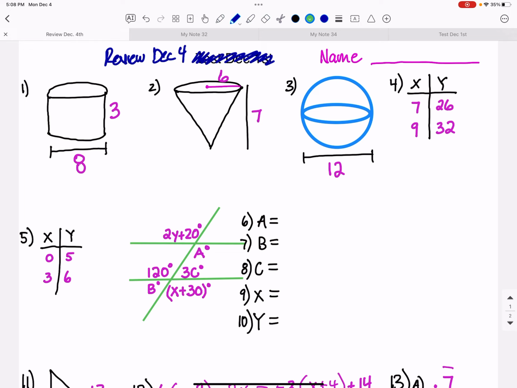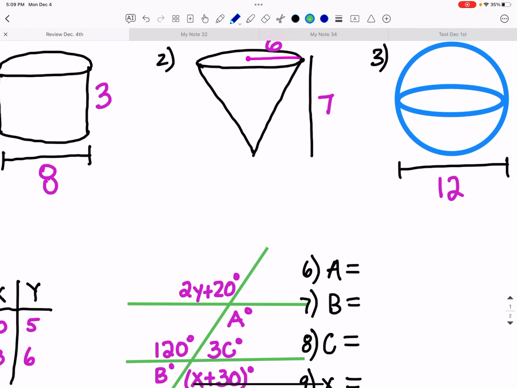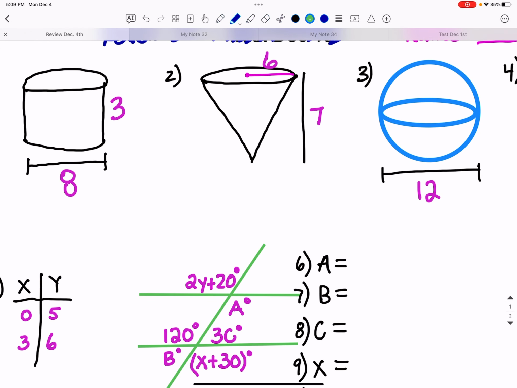Review December 4th. For these four, we did them in class, but you might as well hear them again. These three all start with a pirate square. Pirate squares. There's no such thing as a circle, only pirate squares. There's my pirate square.